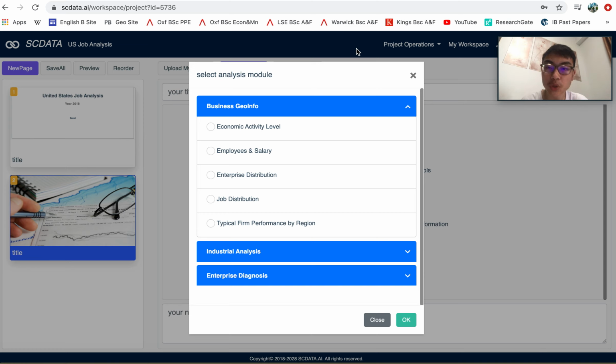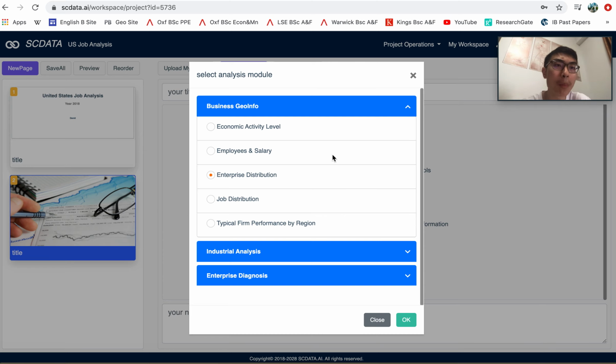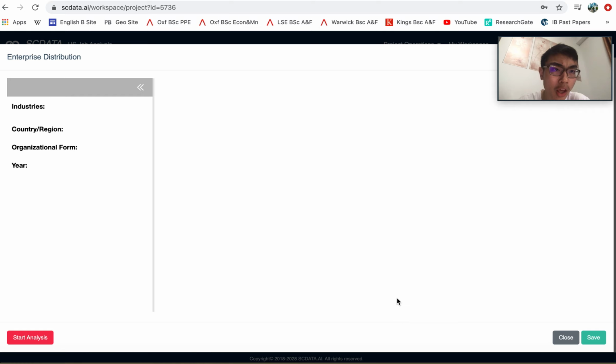You can definitely try on your own, but today I'm going to be focusing on enterprise distribution, which basically helps you to find out how many companies under S&P 500, so Standard & Poor's 500, how many S&P 500 companies are located in each state in the USA. So click OK. We'll see a graph.